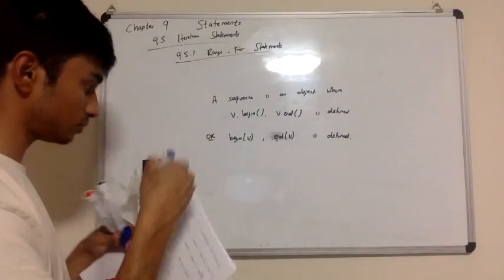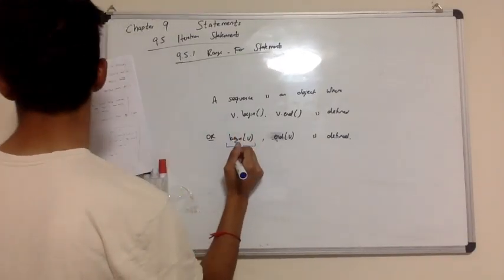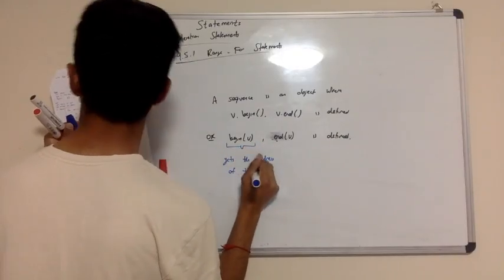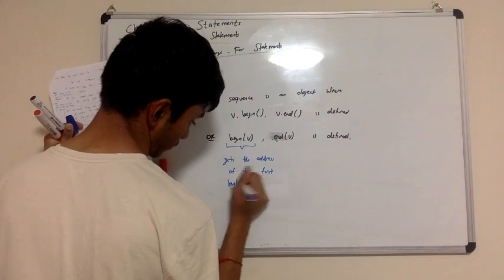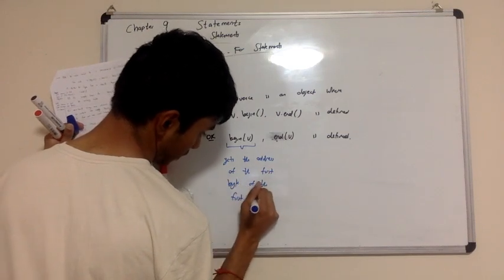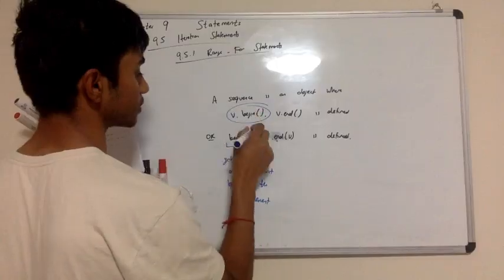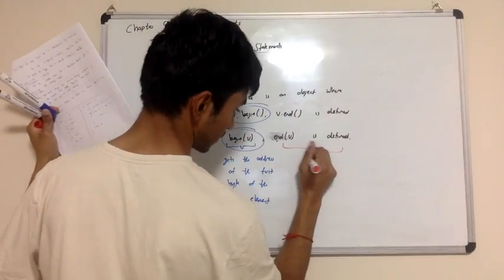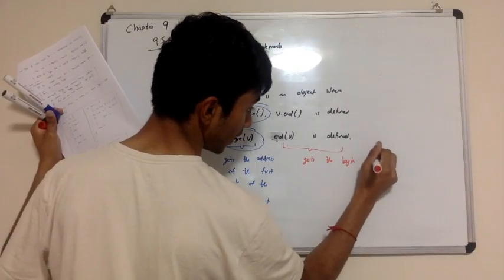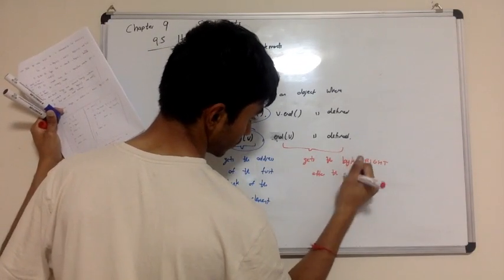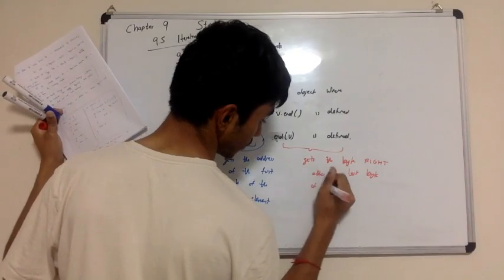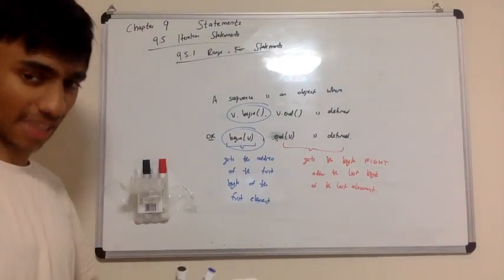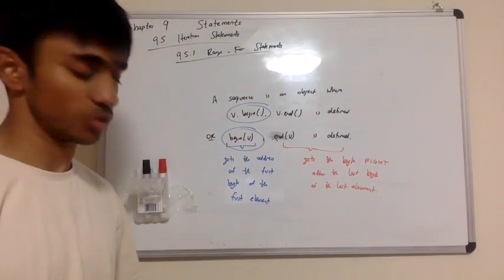Well, begin gets the address of the first byte of the first element in your sequence, and that's for both of these. End gets the byte right after the last byte of the last element. Hopefully this idea of getting the byte right after the last element is familiar. We talked about it a bit with arrays.